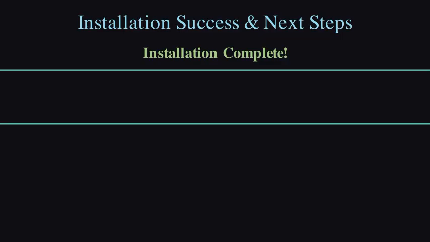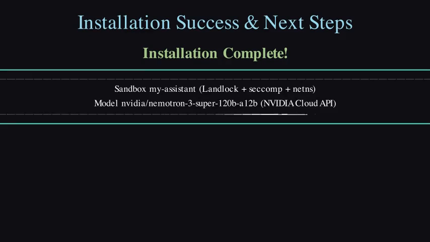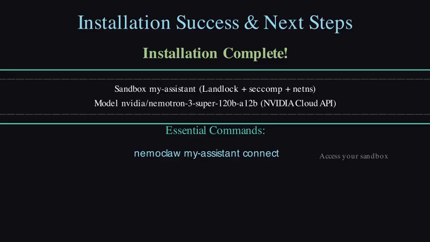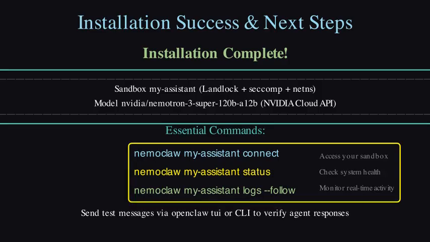When NemoClaw installation completes successfully, you'll see a confirmation summary showing your sandbox name, the security configuration including landlock, seccomp, and network namespace isolation, and the configured model, which is Nvidia Nematron 3 Super 120B A12B using the Nvidia Cloud API. The summary provides 3 essential commands: NemoClaw My Assistant connect to access your sandbox, NemoClaw My Assistant status to check system health, and NemoClaw My Assistant logs with the follow flag to monitor real-time activity.